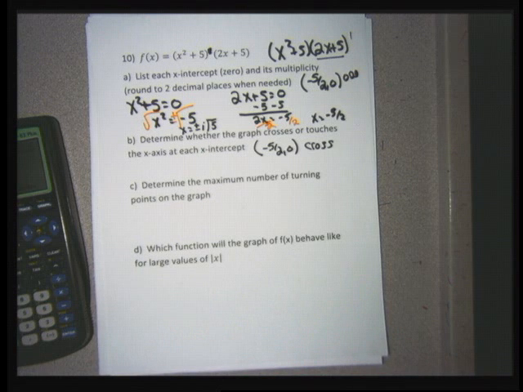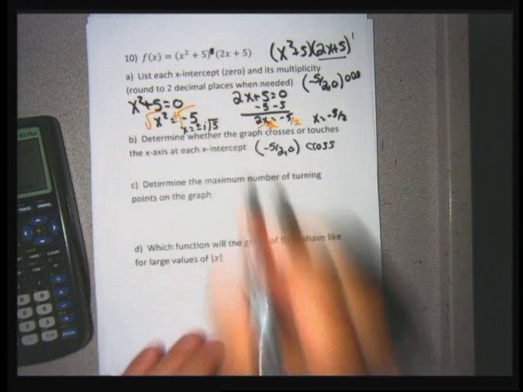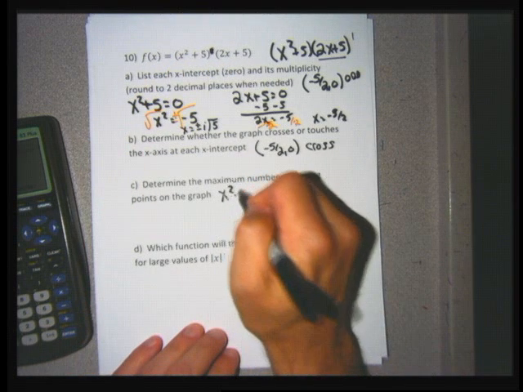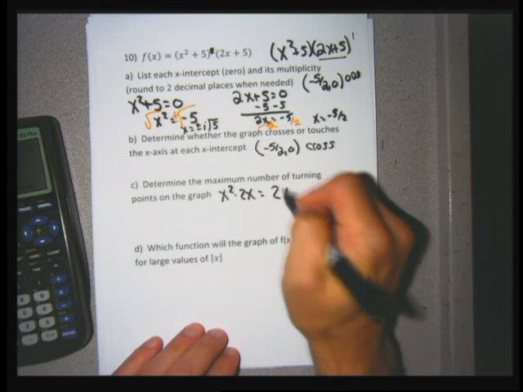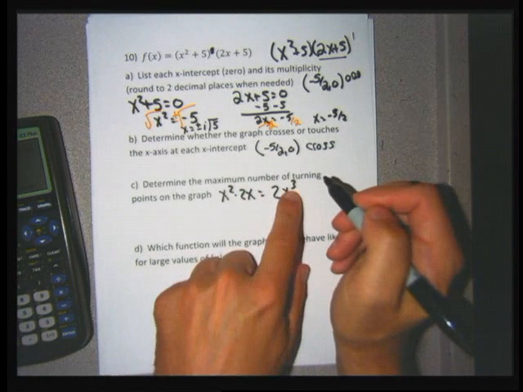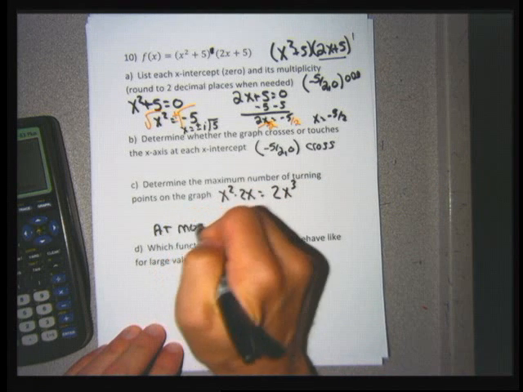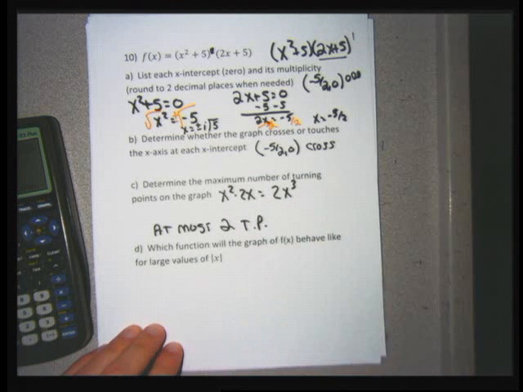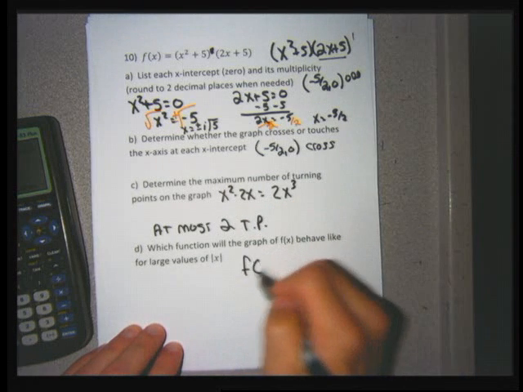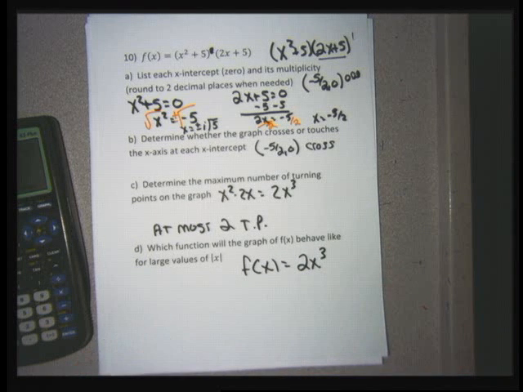And because of the odd multiplicity, the graph is going to cross the x-axis and not touch the x-axis. I'm going to multiply the first items in each parentheses to do the next part. I'm going to go x squared times 2x, which is going to be 2x cubed. That's a third degree polynomial, so this has at most 2 turning points. I'm going to make turning points TP. And if I made a big enough window, I wouldn't be able to distinguish my graph from the graph of f of x equals 2x cubed. At least they'd look a lot alike.